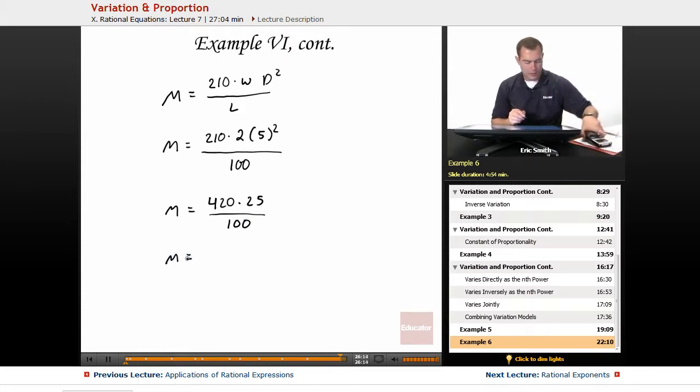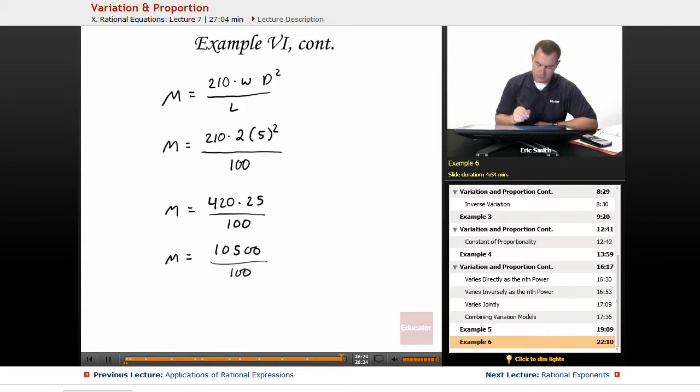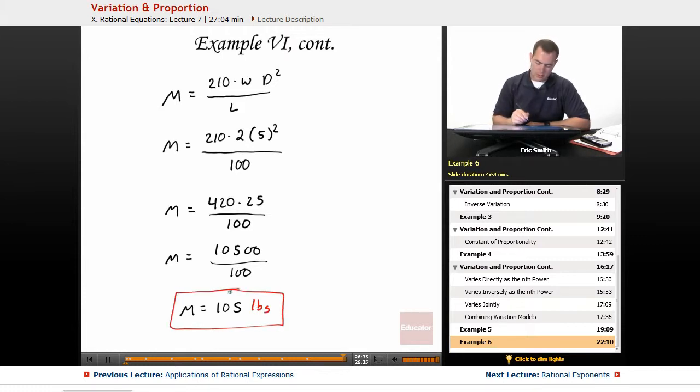Let's do some simplifying here. So 420 times 25 is 10,500, all over 100. And it looks like this reduces to 105. So this new beam can support a maximum of 105 pounds.